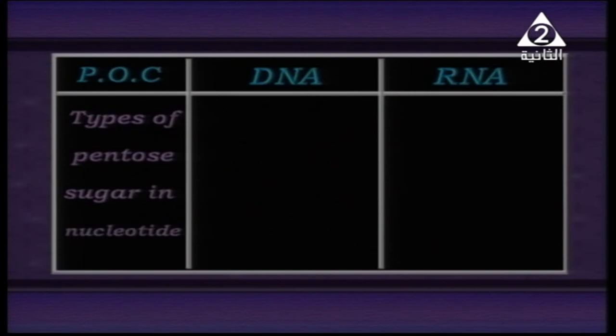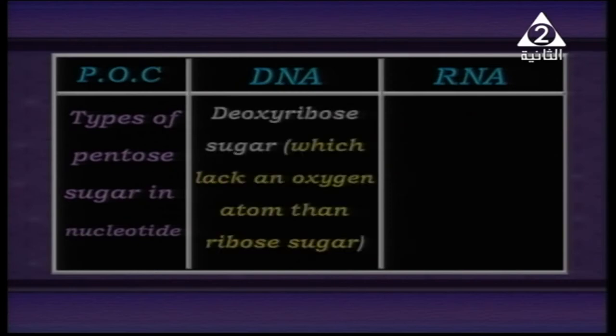Point of comparison number 1, types of pentose sugar in nucleotide. In DNA, the type is called deoxyribose sugar. It means it lacks an oxygen atom compared with ribose sugar. But in RNA, it's ribose sugar, so it has the oxygen atom.